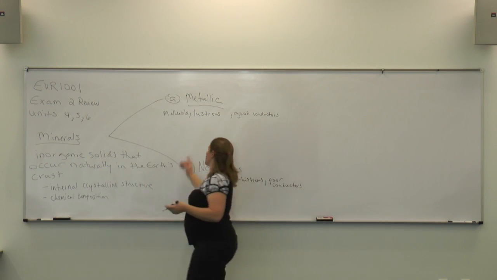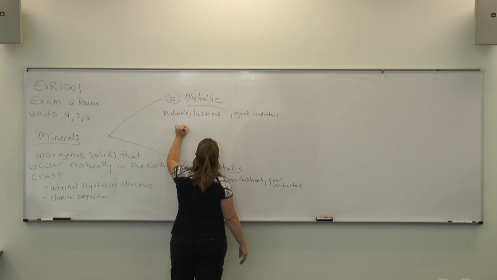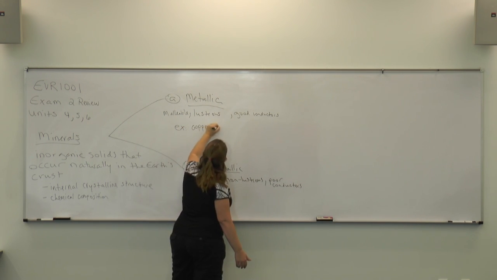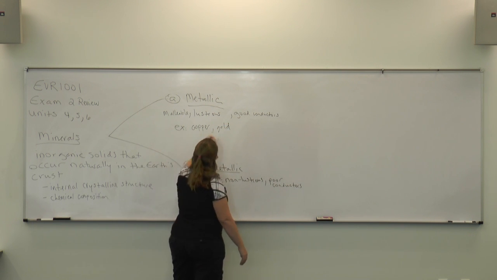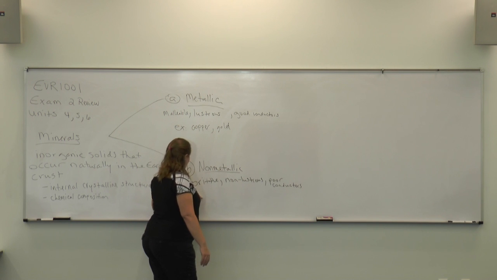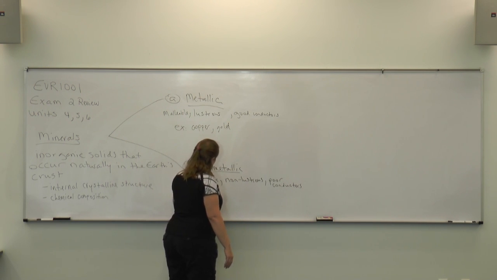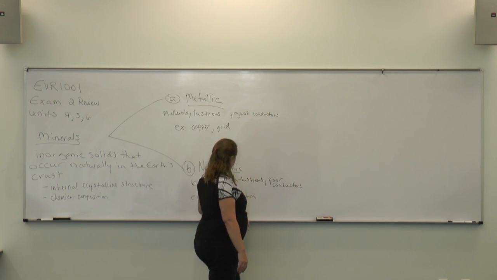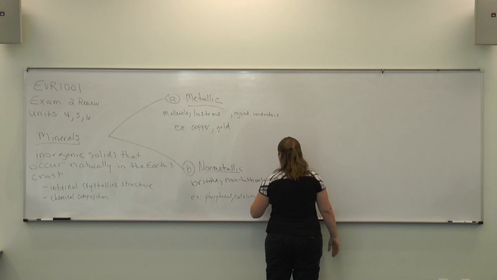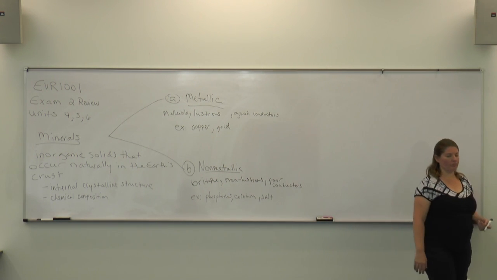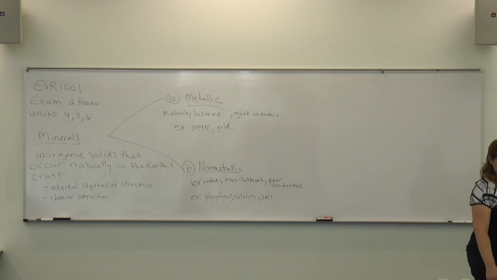Right? So some examples of metallic minerals are what? Copper, gold, silver, iron, you name it. Non-metallic minerals, some examples of this are phosphorus, calcium, okay, even salts. All right, so that's minerals.